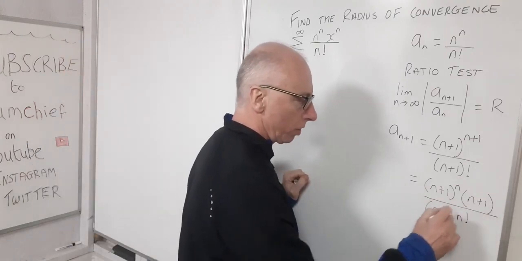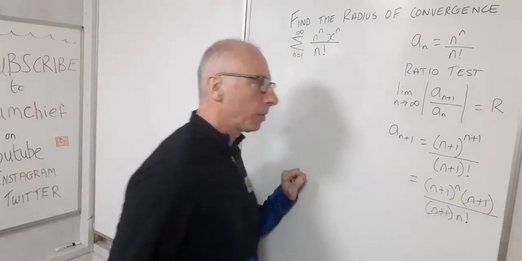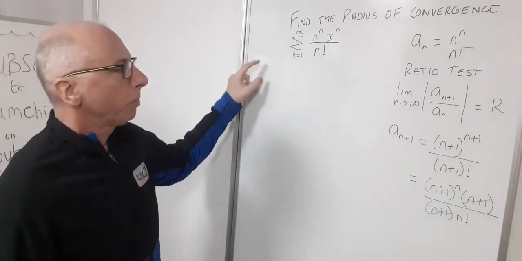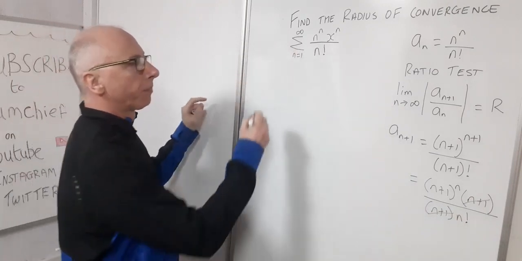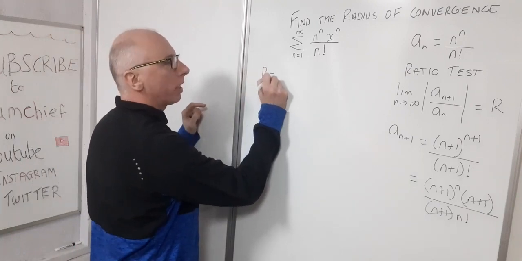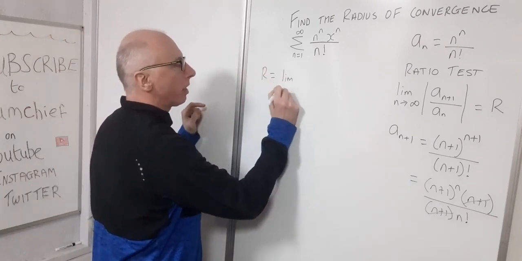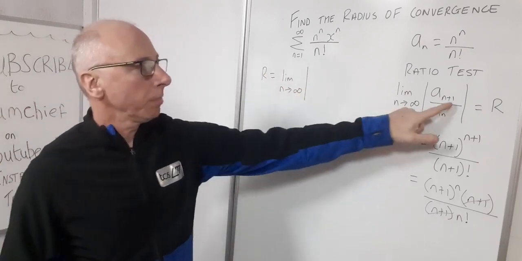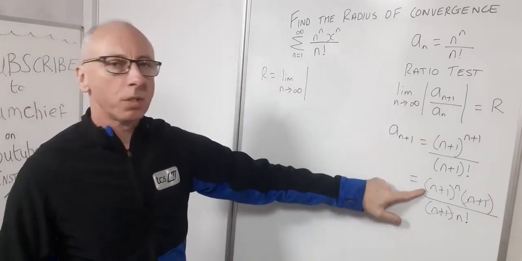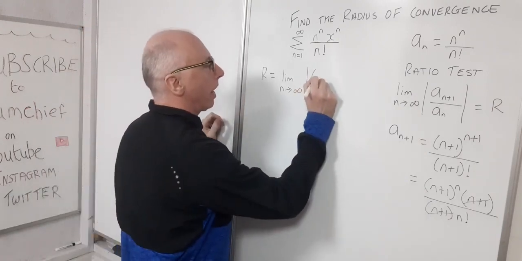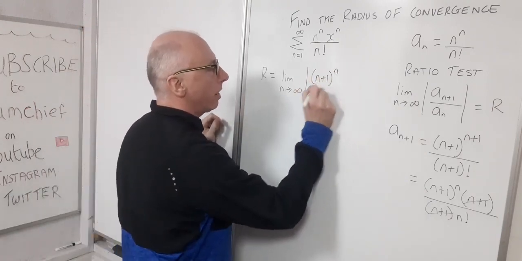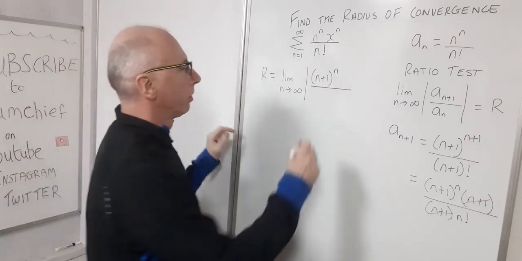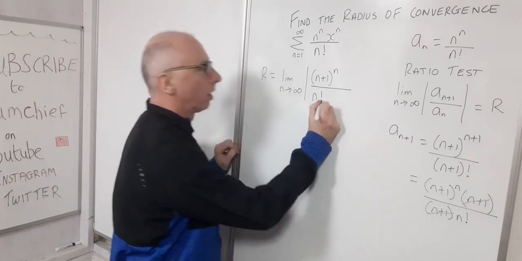So these n plus 1s will cancel each other out. That's making this step even easier for us. So let's plug this in now and see where we go. So R equals the limit as n approaches infinity of the n plus 1th coefficient, which is this one here. So we've got n plus 1 to the n, and then divide that by n factorial. So that takes care of that.